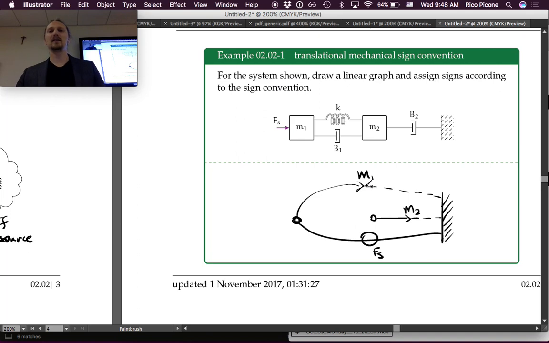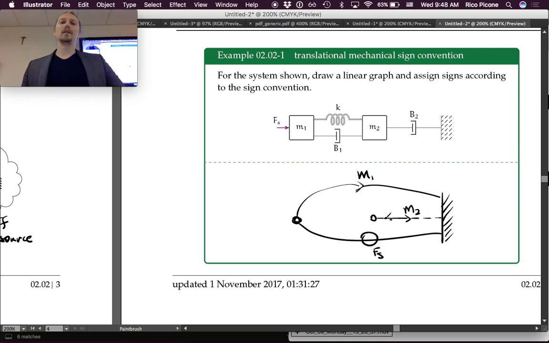We could just as easily do away with the dash and just draw it to ground. I don't care if you guys decide to draw the dash or not. Either one's fine. So we got our masses that go to ground.